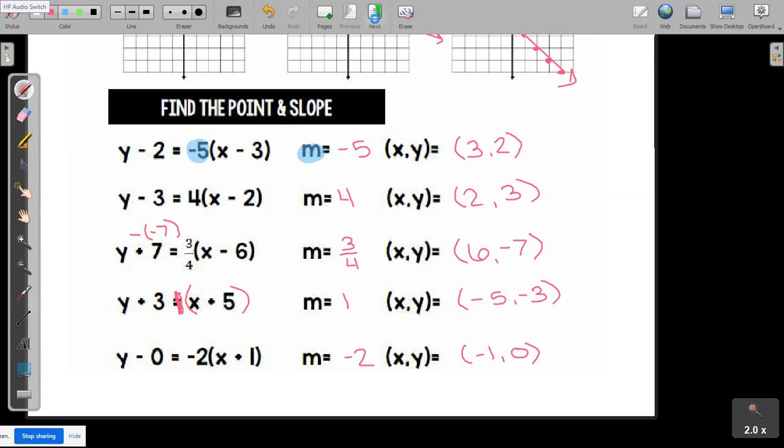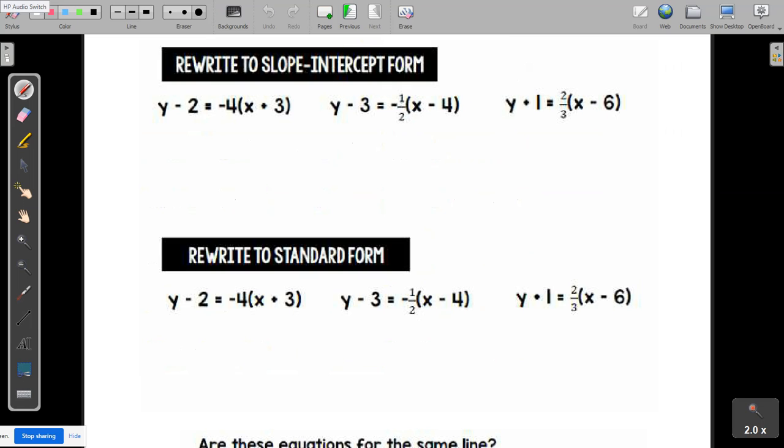Okay, now let's look at rewriting to slope-intercept form. So remember, slope-intercept form is y equals mx plus b. So our first step here, we need to get rid of our parentheses. So we're going to take our slope and multiply it through. So we get -4 times x, -4x. -4 times 3 is a -12. Bring down everything else as is.